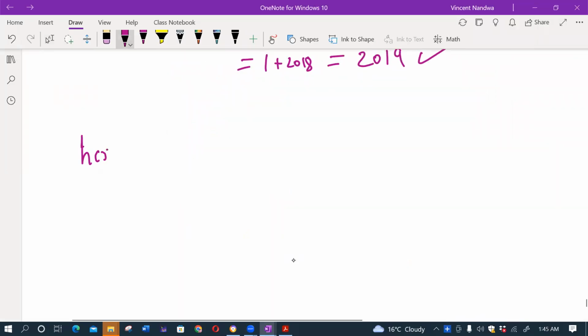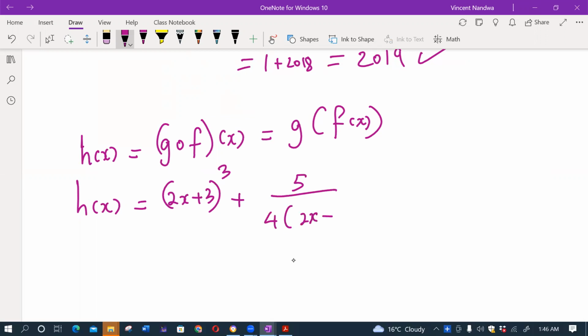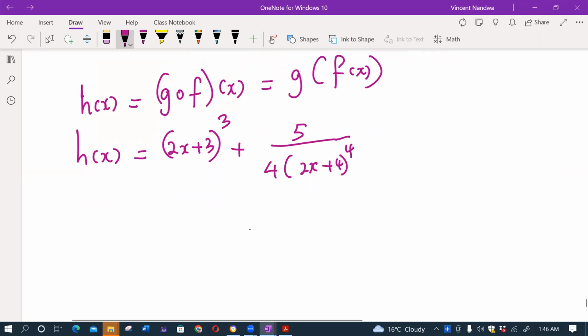So we have h of x is given by g composed with f, which by definition is g of f of x. And this h of x is given by 2x plus 3 power 3 plus 5 over 4 into 2x plus 4 power 4. So we have to find f and g such that that condition is true. So by definition of h of x as g composed with f, f is the input function.